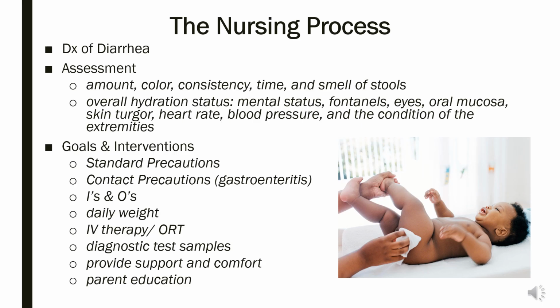So in terms of implementation for an infant admitted with diarrhea, as we mentioned before, we'll follow standard precautions unless a diagnosis such as gastroenteritis is confirmed, then we'll implement contact precautions. Accurate intake and output is essential. This includes counting the wet diapers, the breastfeeding or formula feeding patterns, and the presence of tears. Another important assessment for fluid status is daily weight. So weighing the infant daily on the same scale is one of the best indicators of changes in fluid volume.